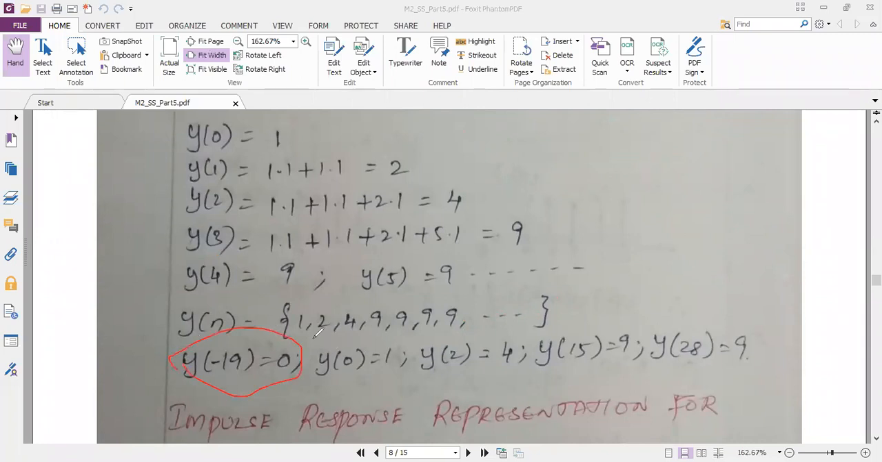Then they are asking y of 0. See, you should know the index. This is the 0th index. 0, 1, 2, 3, 4, 5, 6. So as per this, y of 0 is 1. Y of 2 is 4, and y of 15, you know, it is 9. After this 6th index, all the remaining index values will have the same amplitude 9. So y of 28 is also 9. If they ask y of 100, that is also equal to 9 only. So if you really understand the problem, you can write the answers for the questions asked in the exam.